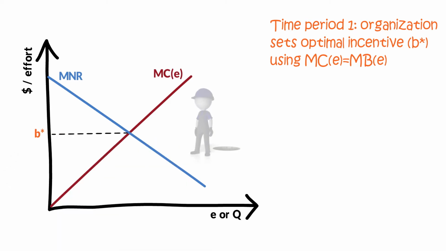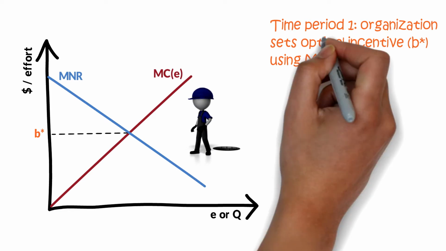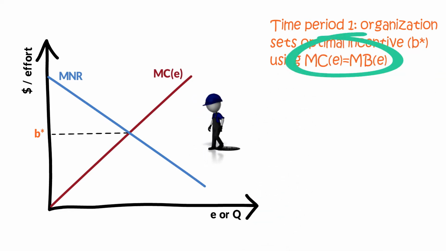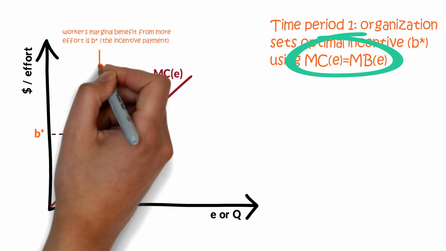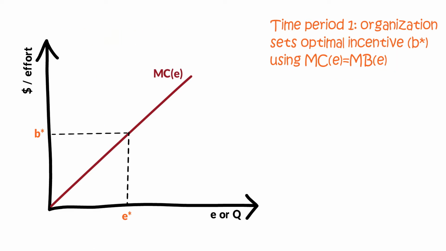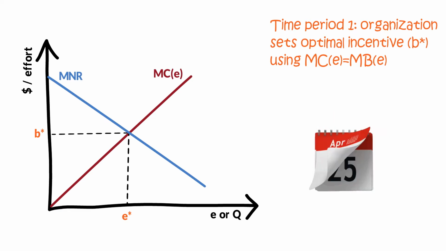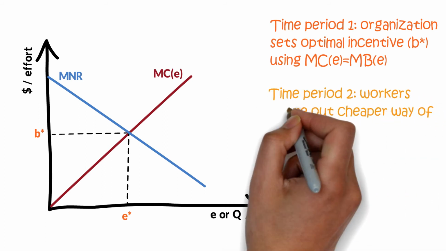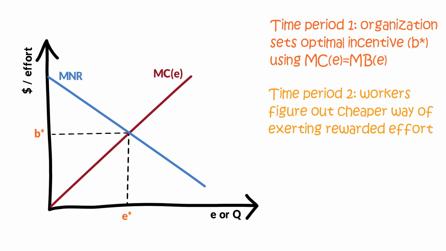Shifting to the worker's perspective, they also optimize where their marginal cost equals their marginal benefit, but the worker's marginal benefit of additional effort is B star. So equating the worker's marginal cost and benefit yields the worker's optimal effort level, E star. If this repeats itself into the future, everything is fine. The organization and worker are both optimizing where their marginal cost equals their marginal benefit. But suppose that in some future time period, economically focused workers with a strong drive to serve their own self-interest find an easier way of exerting the effort that's being rewarded.